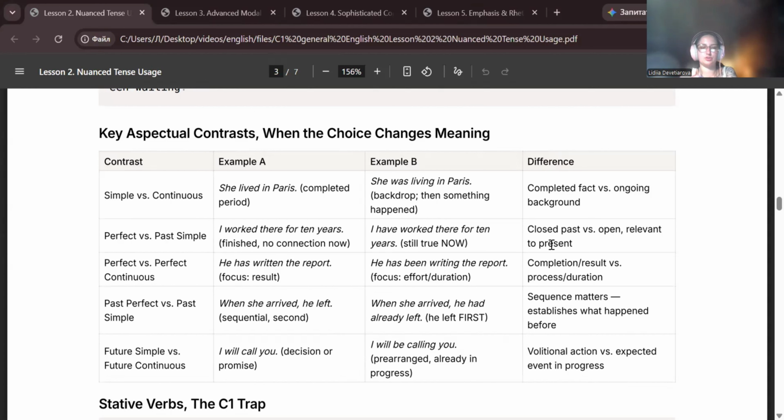Future simple versus future continuous. I will call you. Decision or promise. I will be calling you. It is prearranged and it's already in progress.